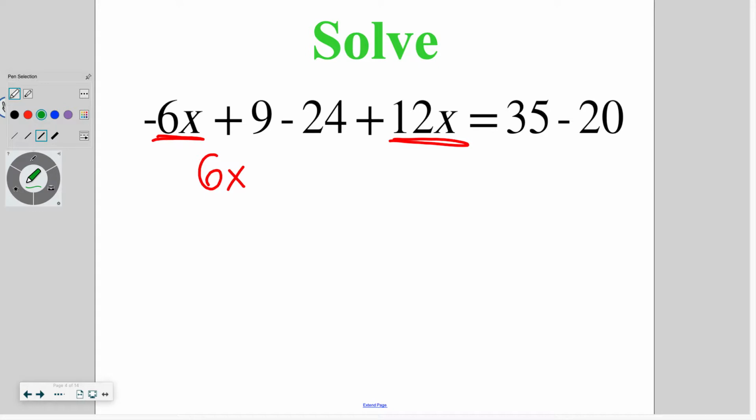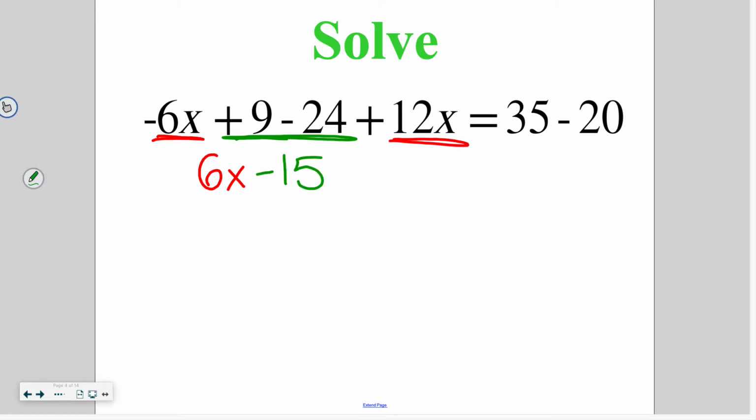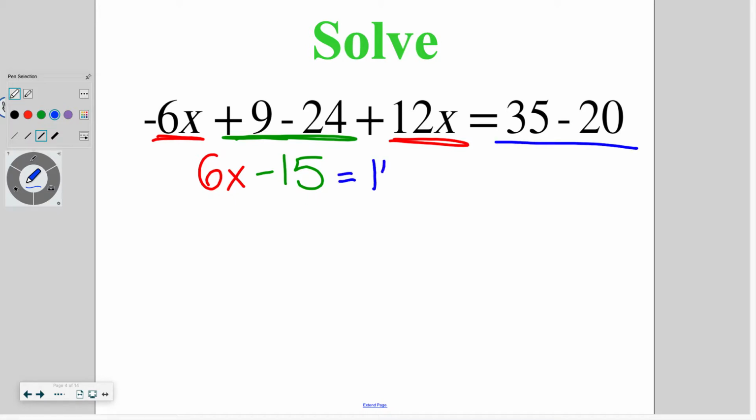Same thing is going to happen when I've got 9 minus 24. Combining those together, I'm going to get negative 15. Then we jump to the opposite side of the equal sign, and it says it's equal to 35 minus 20, which is 15. So far, all I've done is combine my like terms in order to be able to use SAD-MEP.